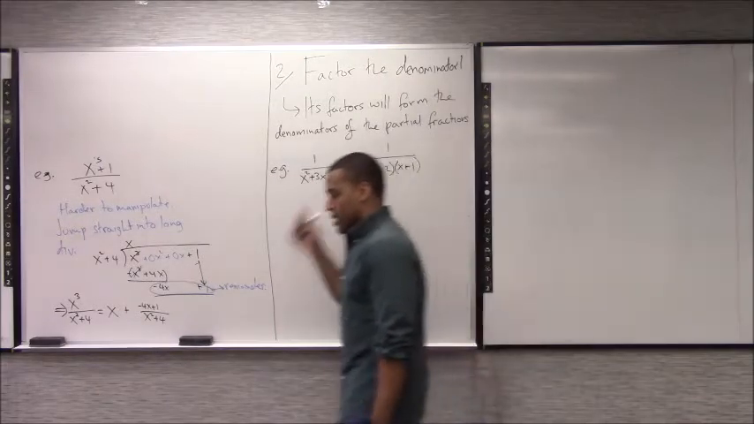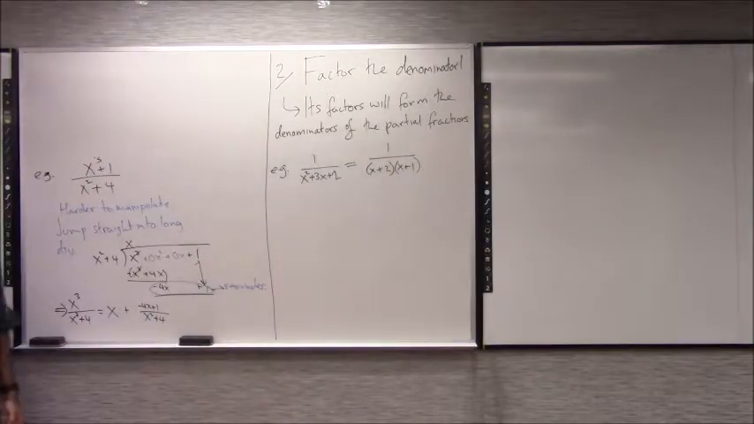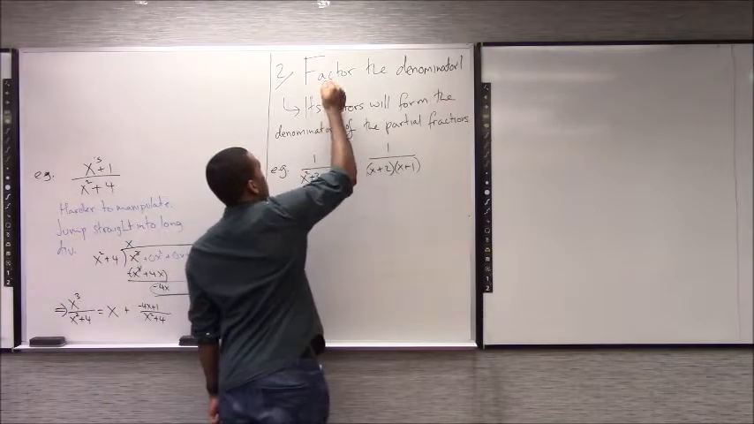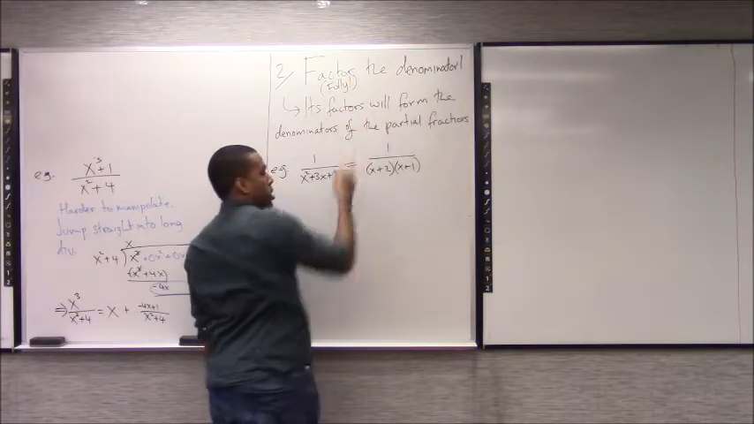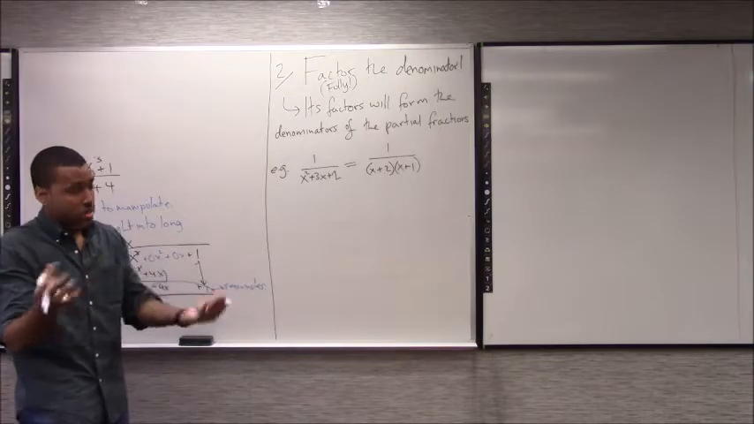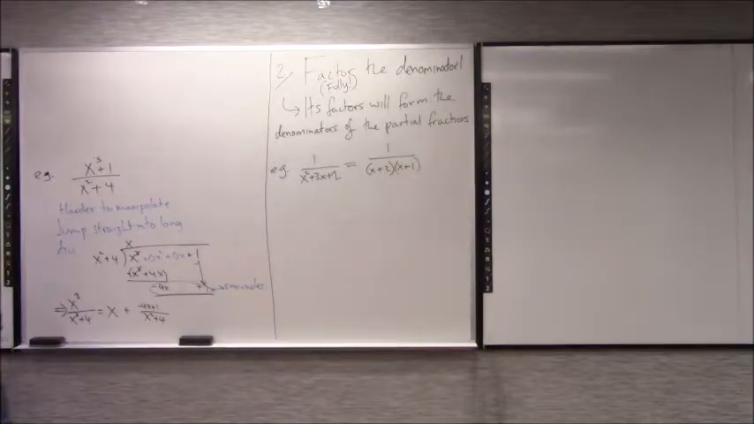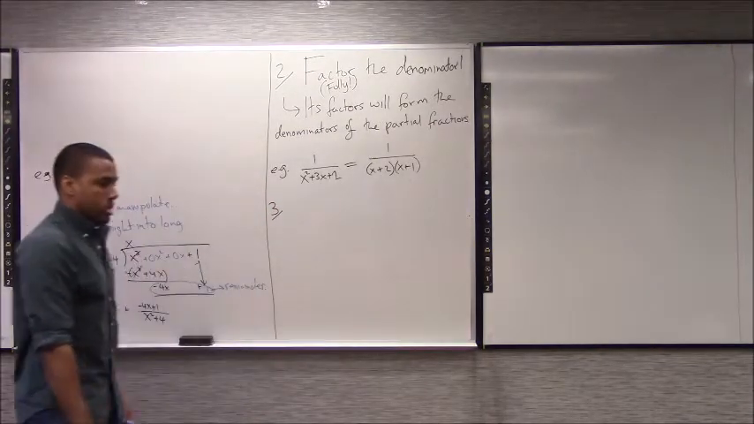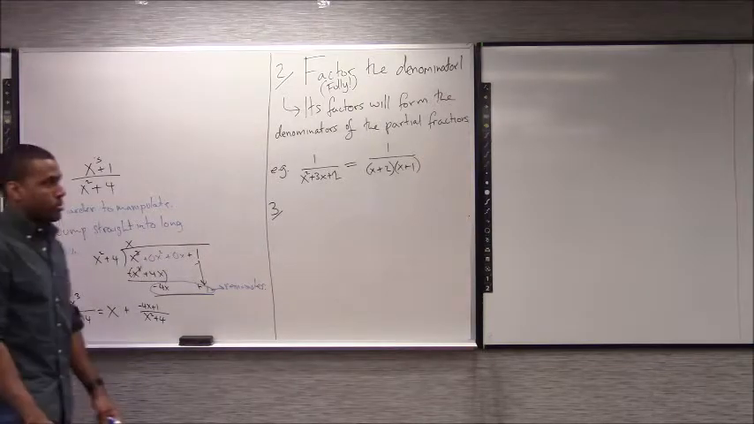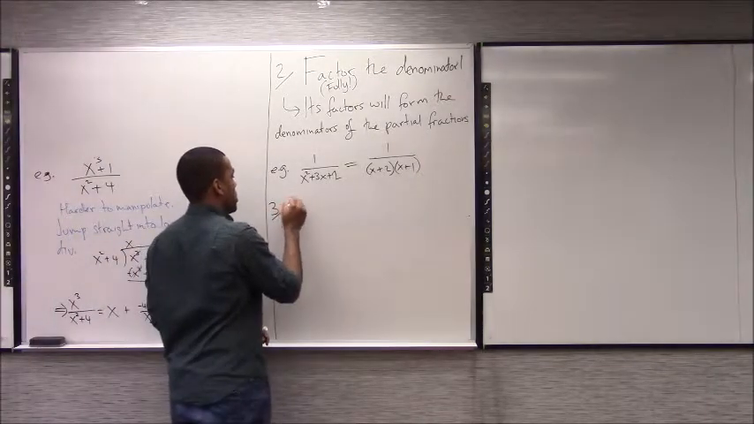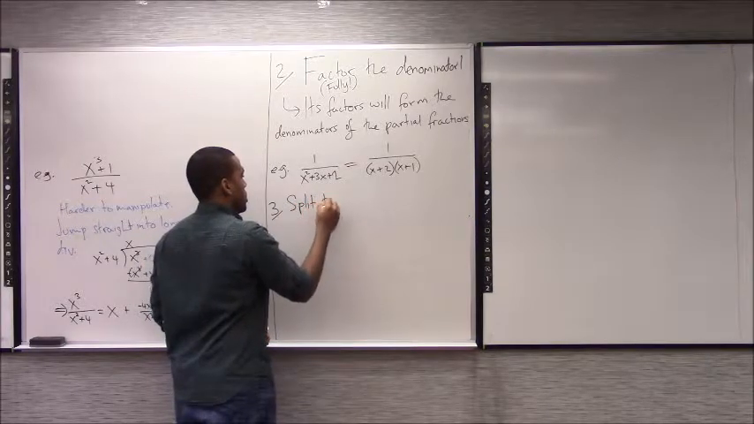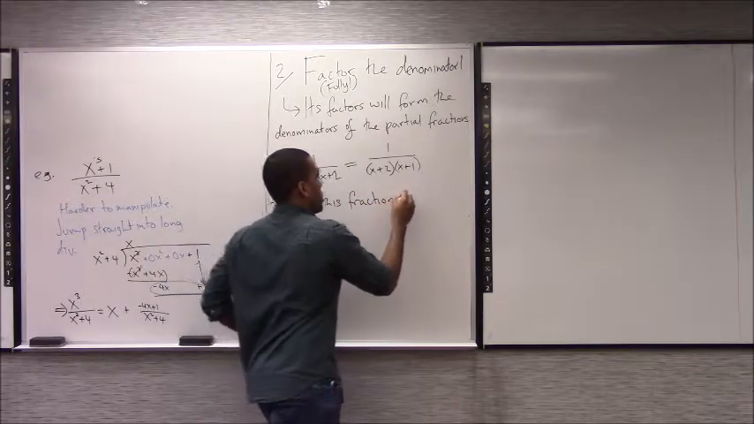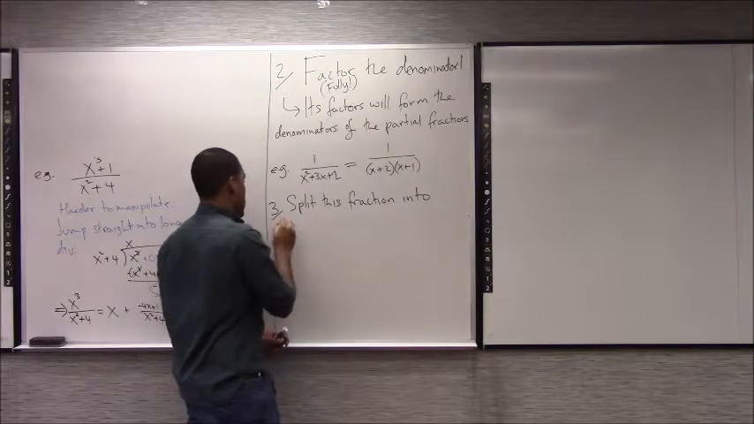Now it turns out there are many cases that can happen in the denominator. So you factor the denominator fully. Right? We all know there are cases where you can factor and then one of the factors can factor further. So you factor the denominator fully. So that'll be step 2. Step 3. Split this fraction into partial fractions.